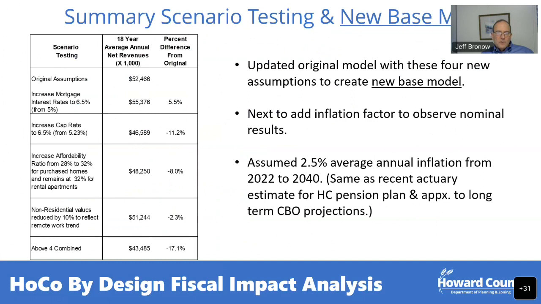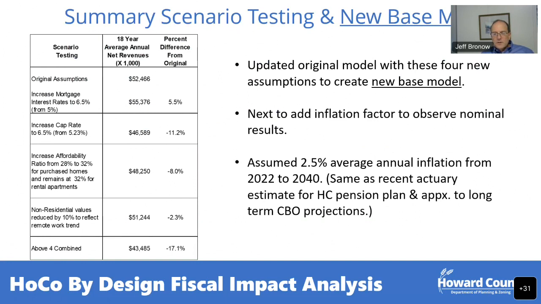If you add all those up, we combined everything now. Before, what I showed you before was all the independent changes. And now if you combine them all together, you end up with the original assumptions, 18-year average annual, 52.5 million. The above four combined, which, quite frankly, is a conservative approach, drops to 43.5 million, about a 17% decrease.